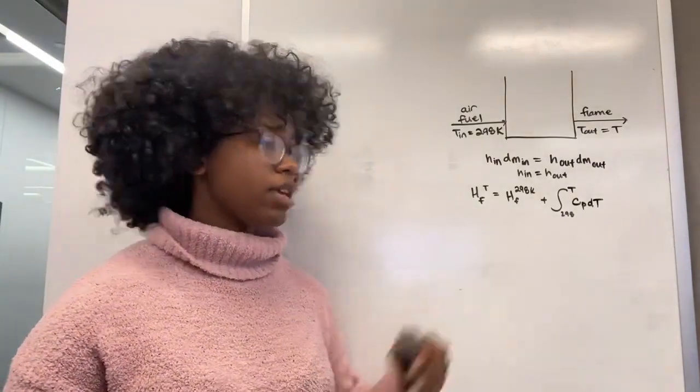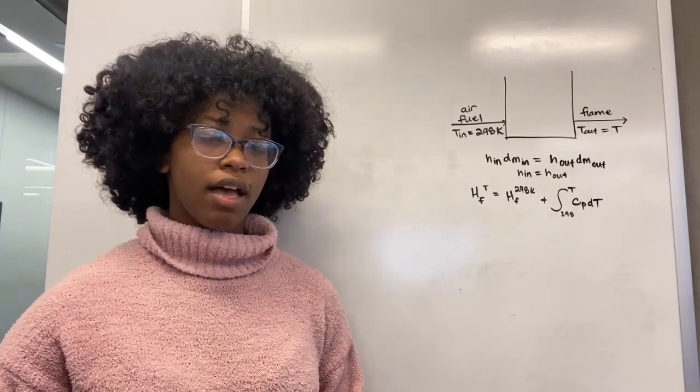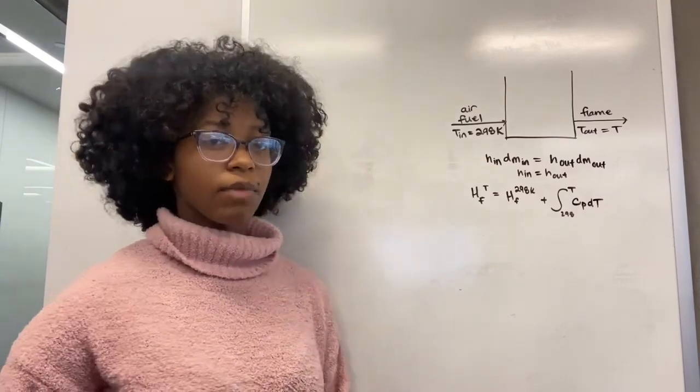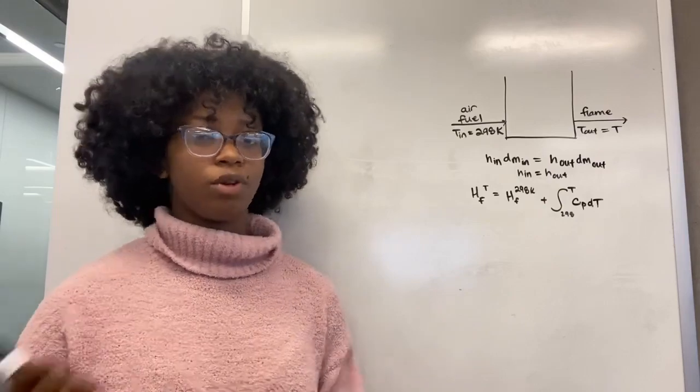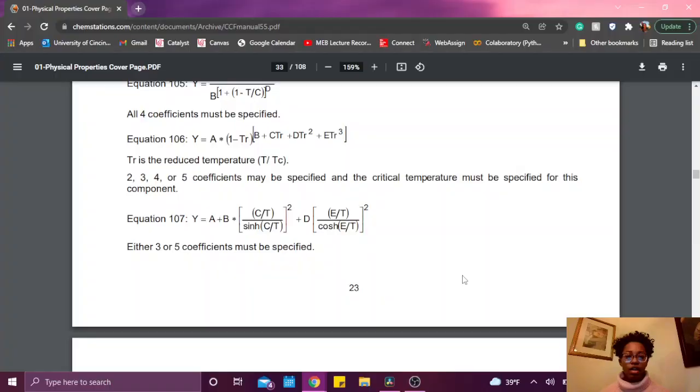And so for the heat capacity, we're going to be using an equation known as ChemCAD equation 107. And then we'll go over and take a look at that. So this is ChemCAD equation 107, where y equals a plus b times (c over t divided by hyperbolic sine of c over t) all squared, plus d times (e over t divided by hyperbolic cosine of e over t) all squared. And we're going to need to integrate this.